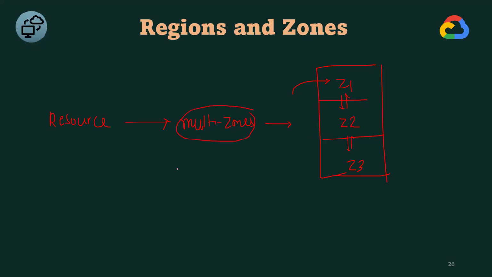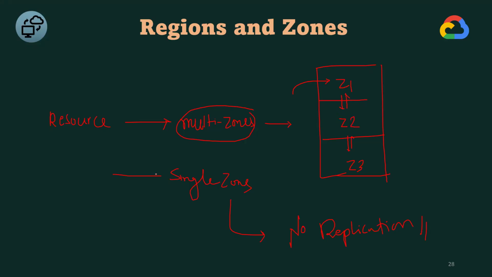If you select only a single zone, what will happen? If you select a single zone, do we have the replication? No, we will not have any replication. But if you select multi-zones, there is a replication between each zone, and such a benefit you are going to get.